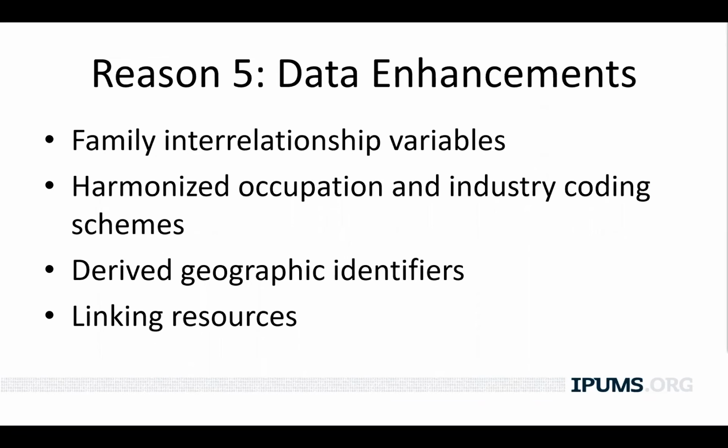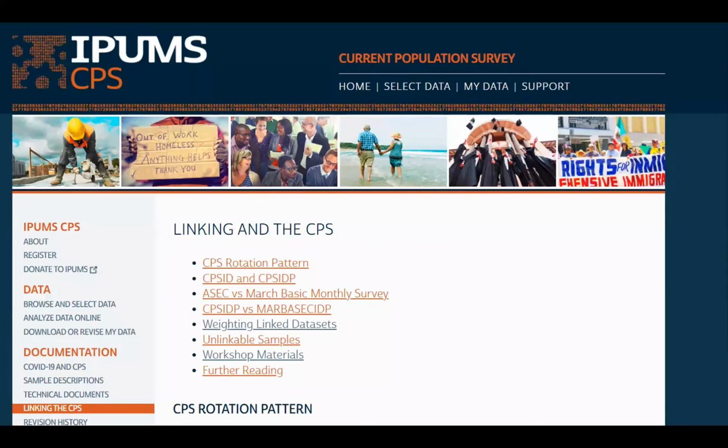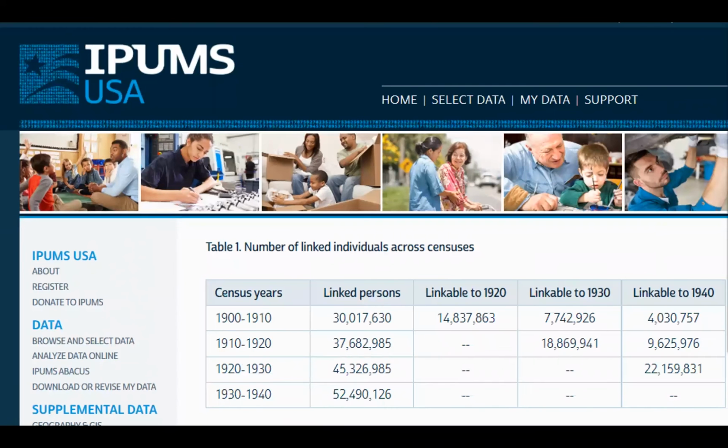And finally, linking resources. We talked a bit about linking historical decennial censuses over time, CPS linking resources, linking NHIS to the National Death Index. So there are some cool linking resources that are available too. This is the IPUMS CPS page that's dedicated to leveraging the CPS as a panel. So there are a lot of resources on that. This is the IPUMS MLP information page. Here you can see the number of individuals that are linked across censuses.